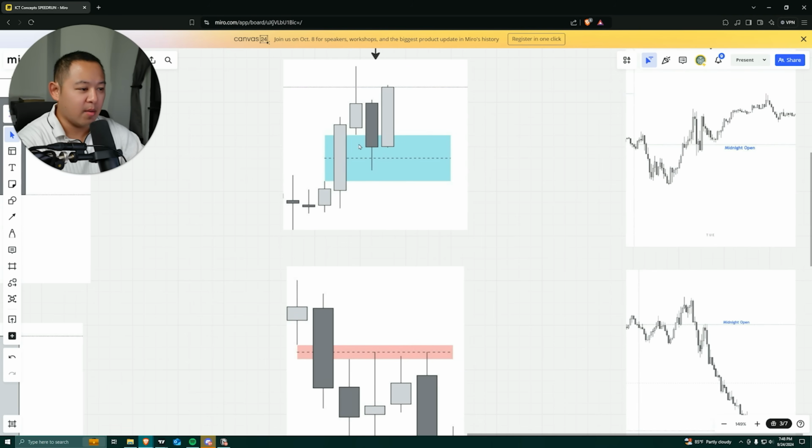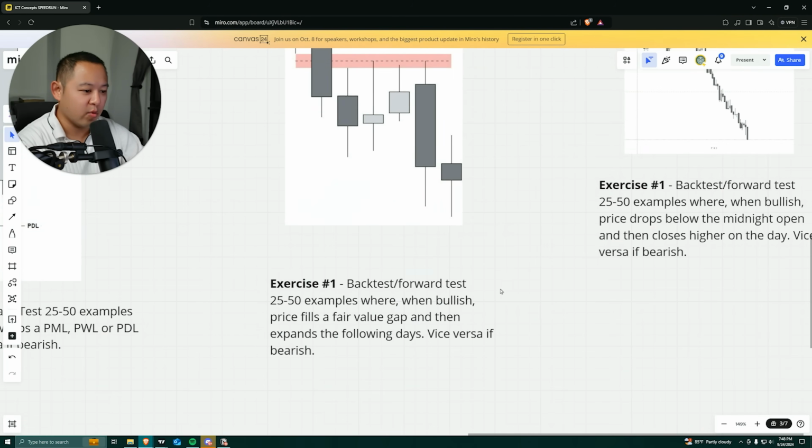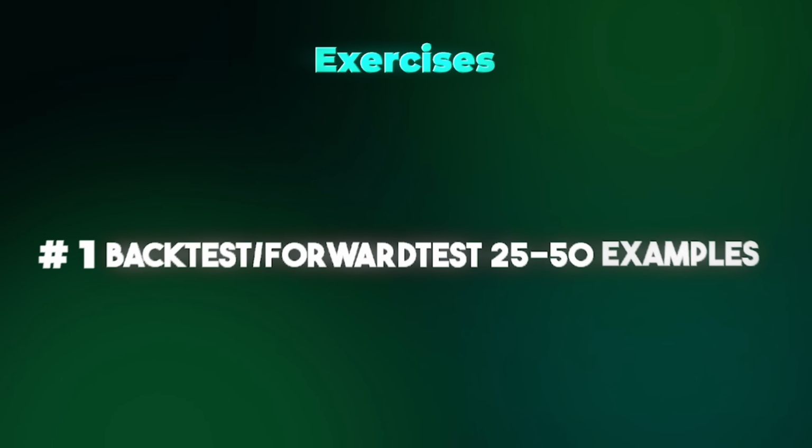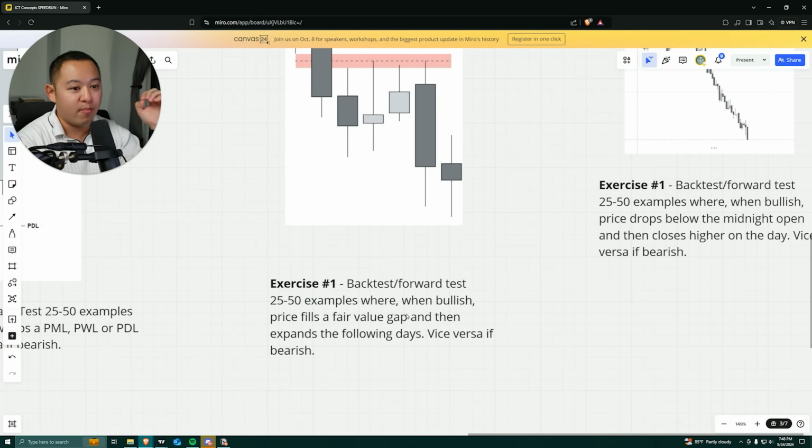So just two examples, a bullish example and a bearish example. What you're going to do is backtest and forward test 25 to 50 examples where when bullish, price fills in the fair value gap and then expands the following days, and vice versa if bearish. You are only focused on this. When you're trying to study fair value gaps, you are only focused on doing this.